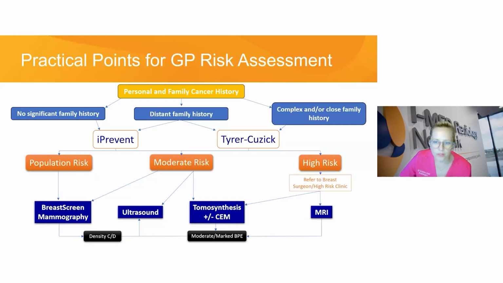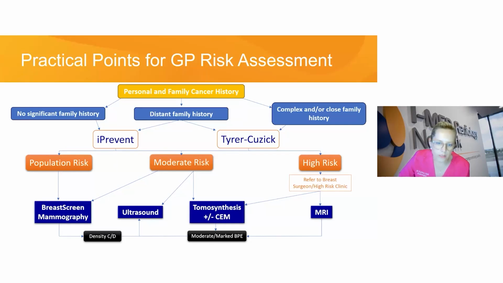Now, from those two risk assessments, you'll end up in a population, moderate or high risk category. If iPrevent says they're high risk, then I would go and do Tyrer-Cuzick to get a better idea of what that risk truly is. High risk are straightforward: refer to a breast surgeon or a high risk clinic. They'll be screened with MRI. They'll also get screened with some mammographic study to look for the calcification, as I said.